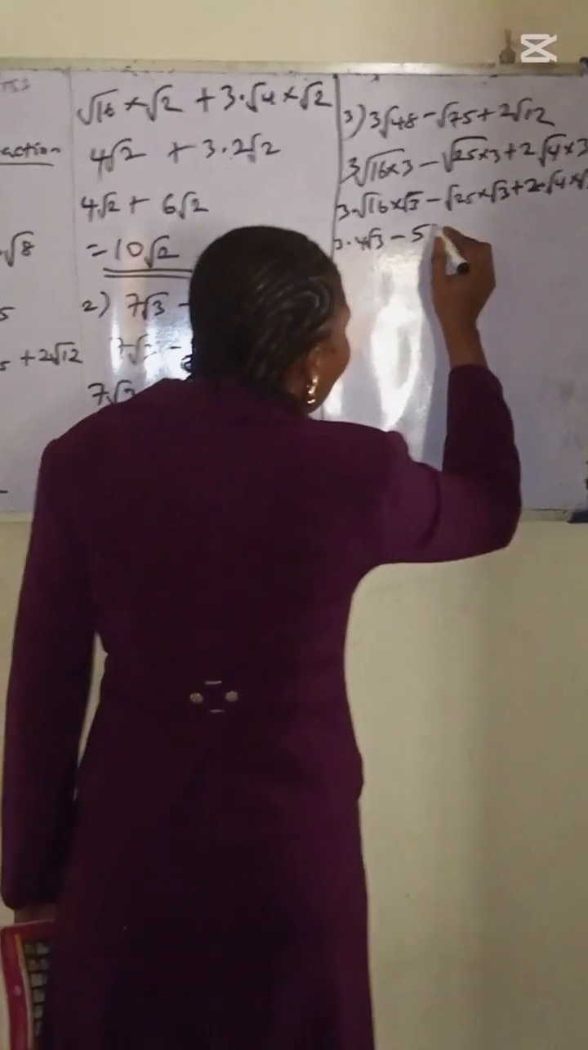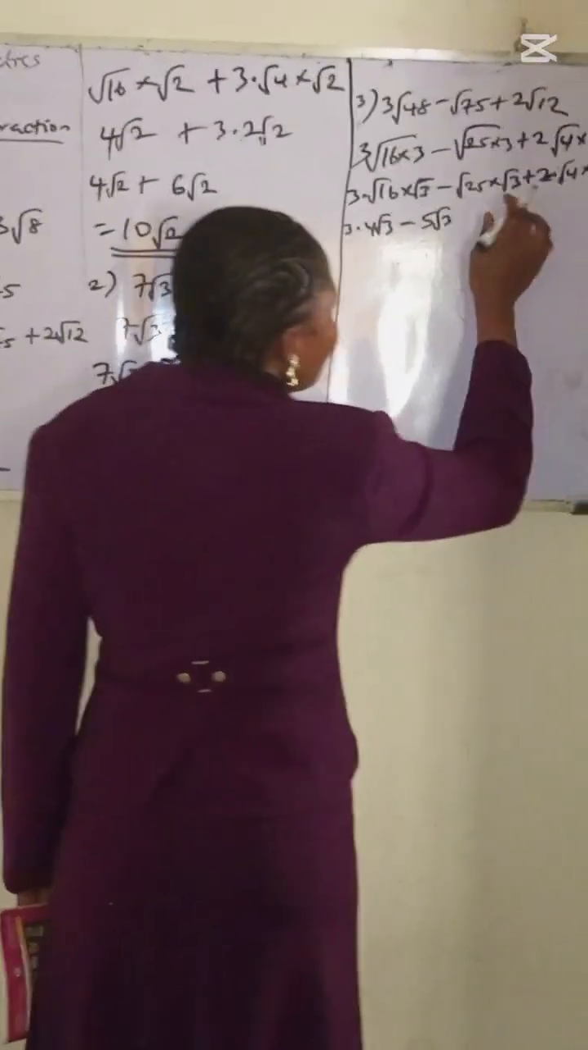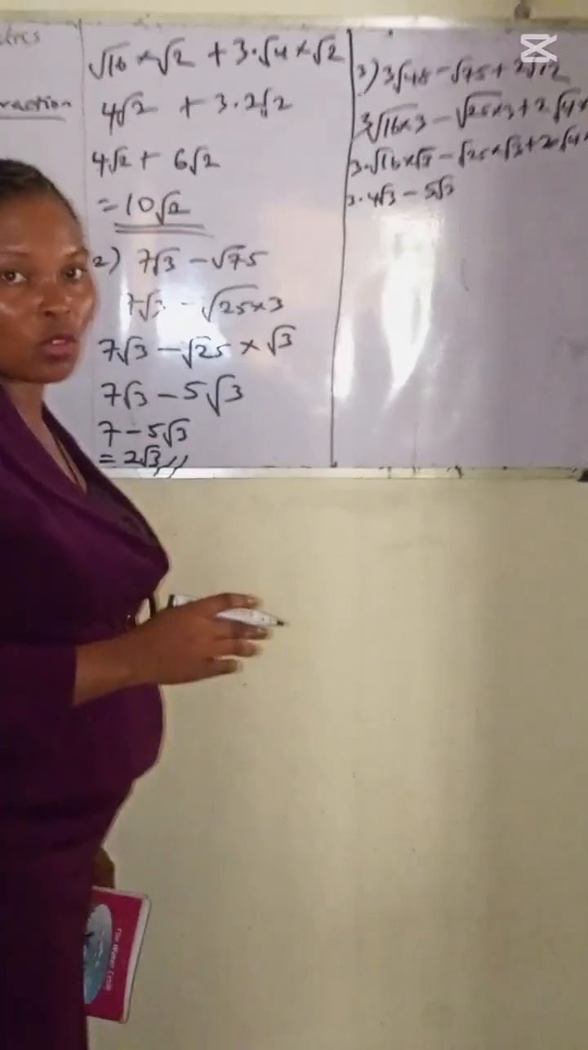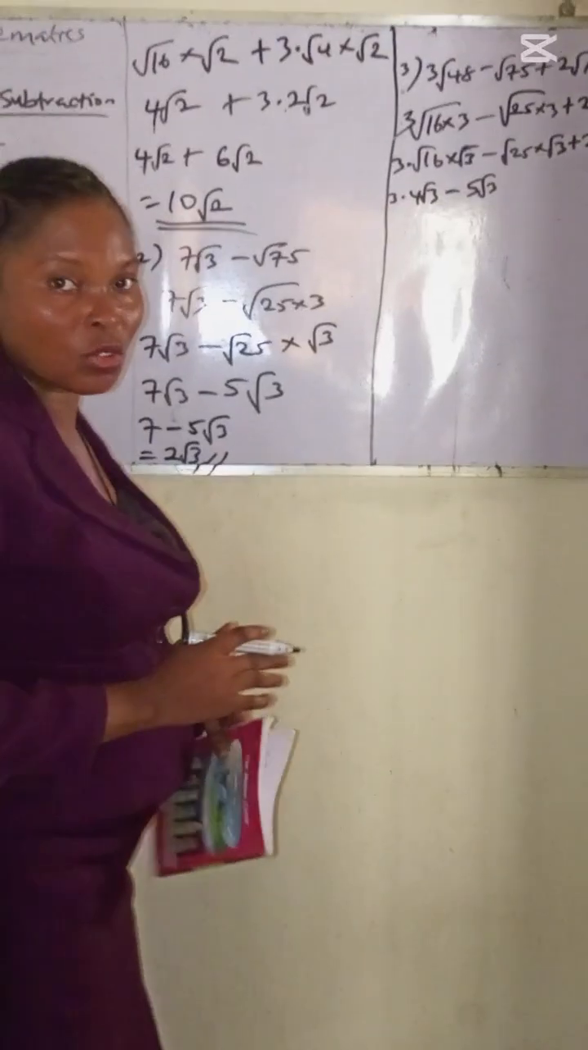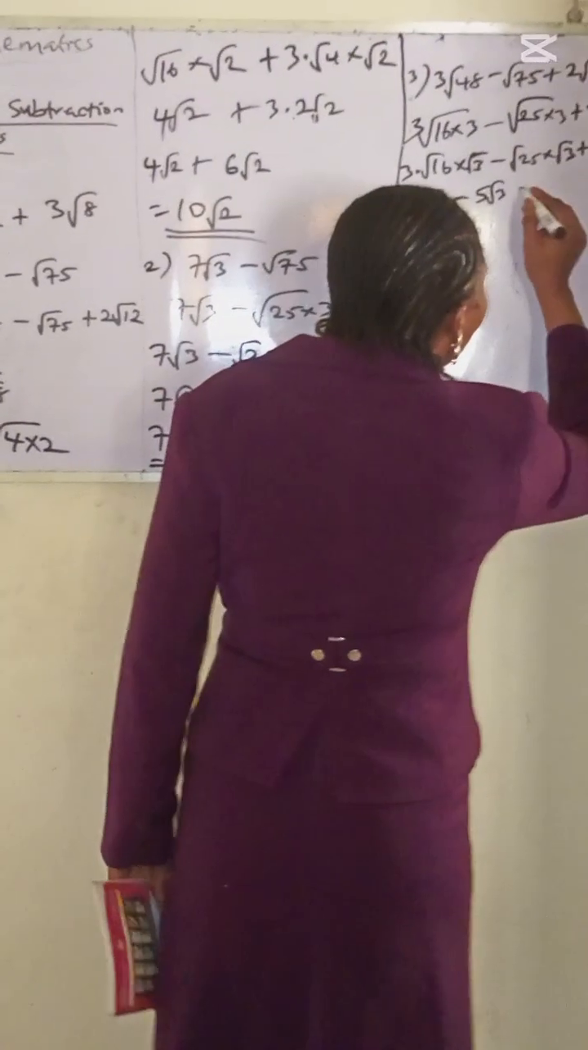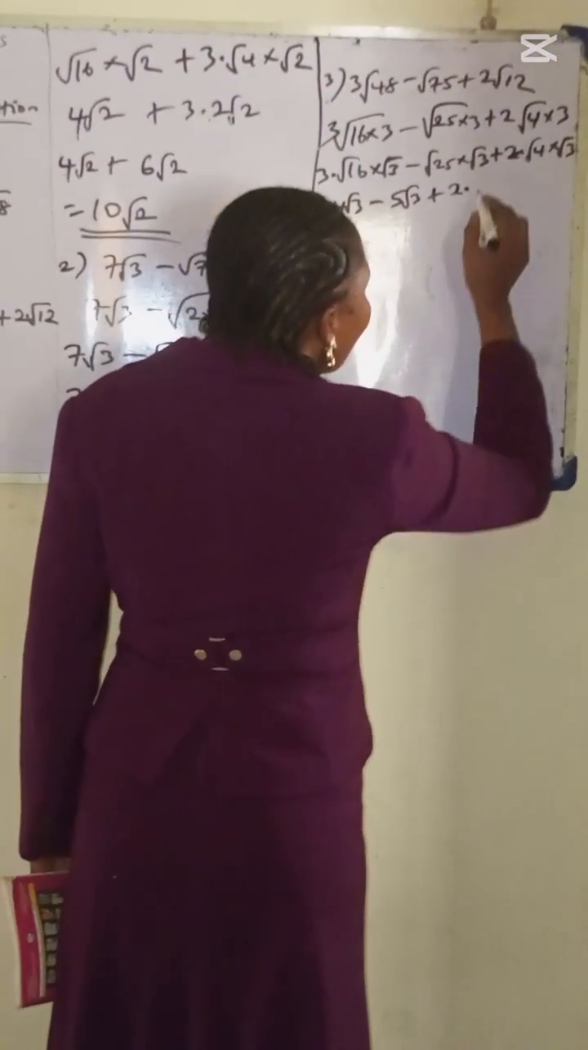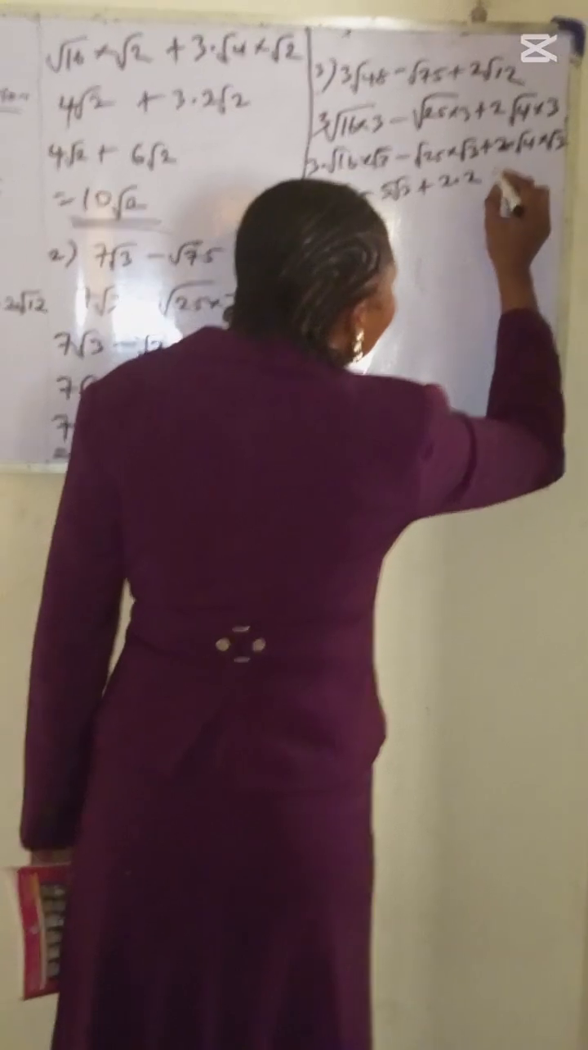5. 5√3. Remember, once you get your square root, attach the other number that has the surd, attach it to the one you have gotten your square root already. Then plus, we have this as well, 2 times square root of 4 will give us what? 2√3.